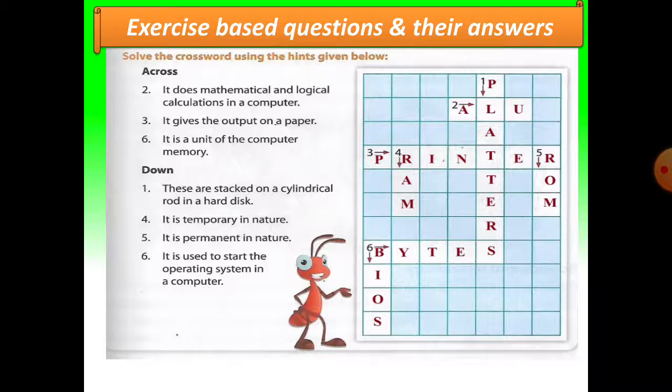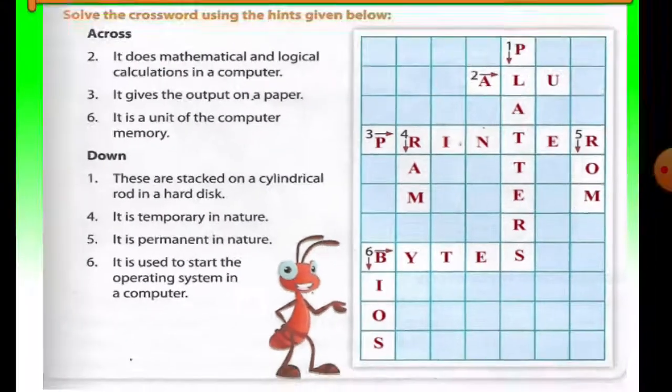And there are the hints given on your left side. Across, number 2, it does mathematical and logical calculations in a computer. So number 2 is ALU, arithmetic logic unit, and it does mathematical and logical calculations in a computer. Number 3, it gives the output on a paper, and we know this is printer, and this number 3 is printer.